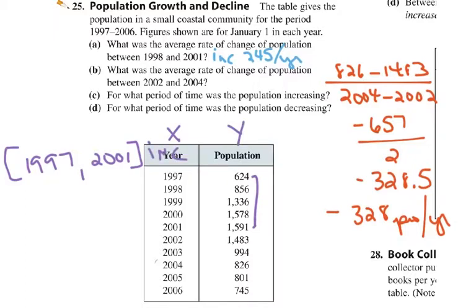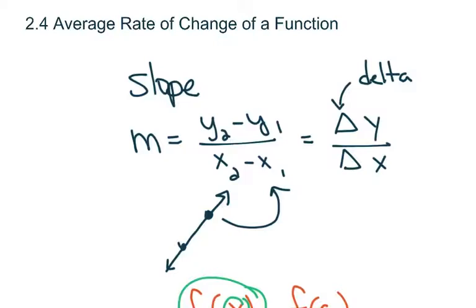And then part D says, for what time period was the population decreasing? Well, we always start at whatever the highest number is, and then it was consistently going down. So it was decreasing from 2001 until 2006. And that was average rate of change of a function, and it gave us the opportunity to do a little review of intervals of increasing and decreasing.